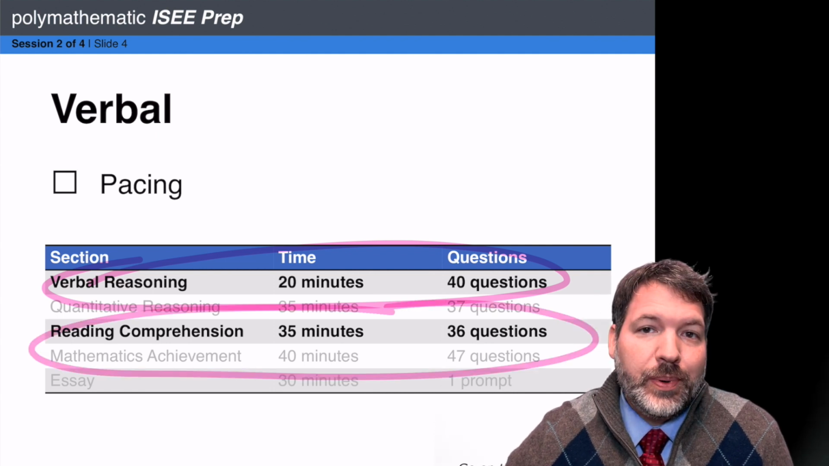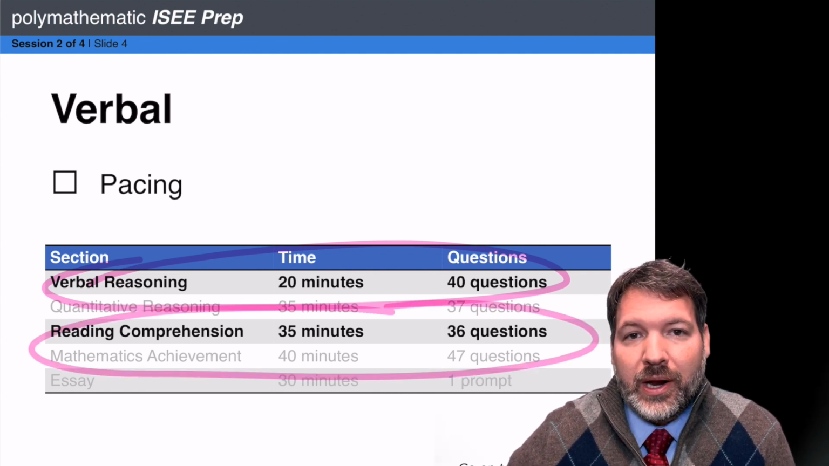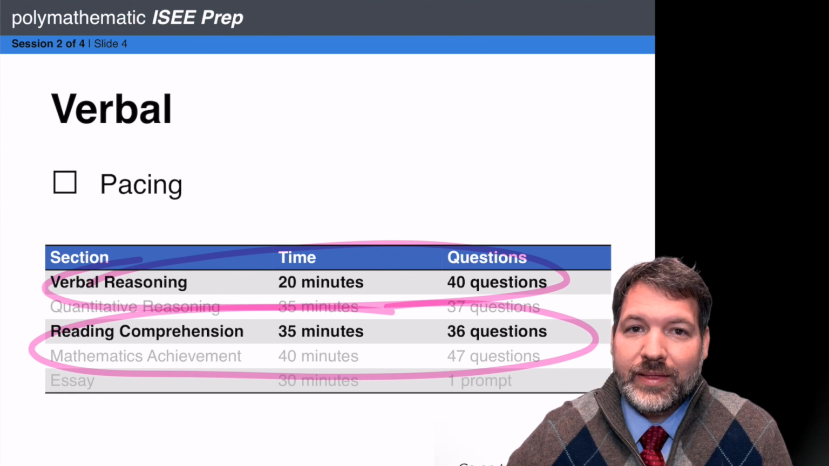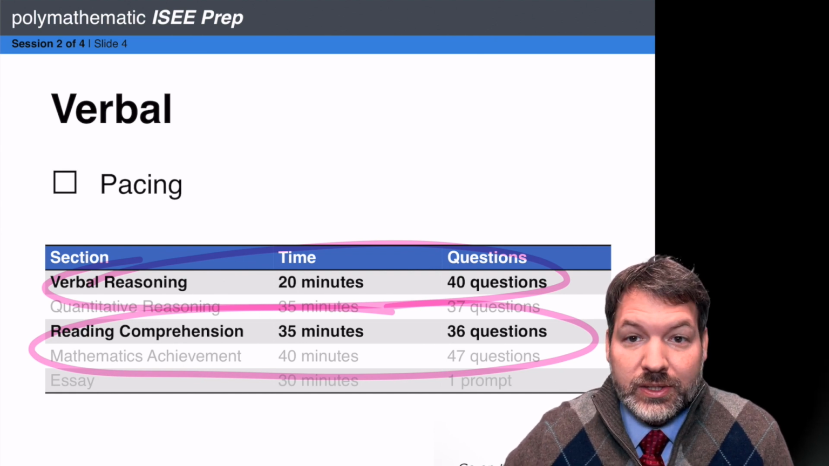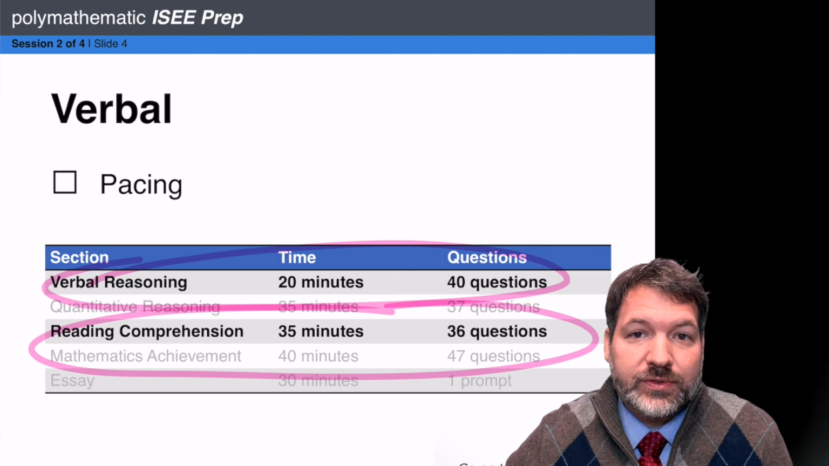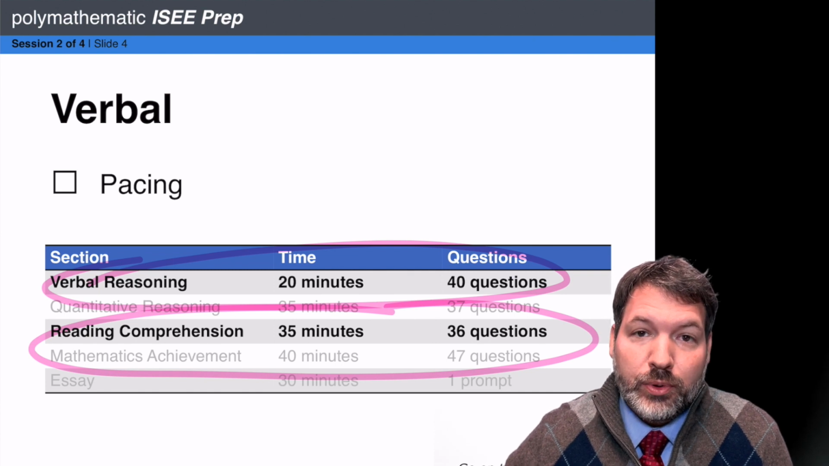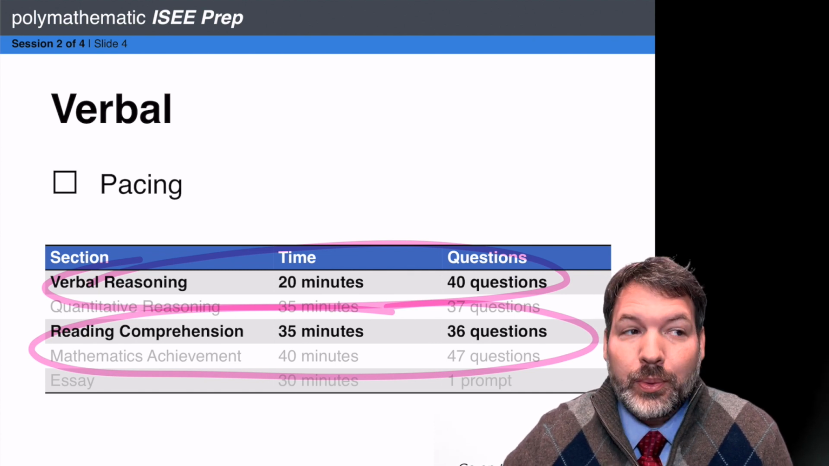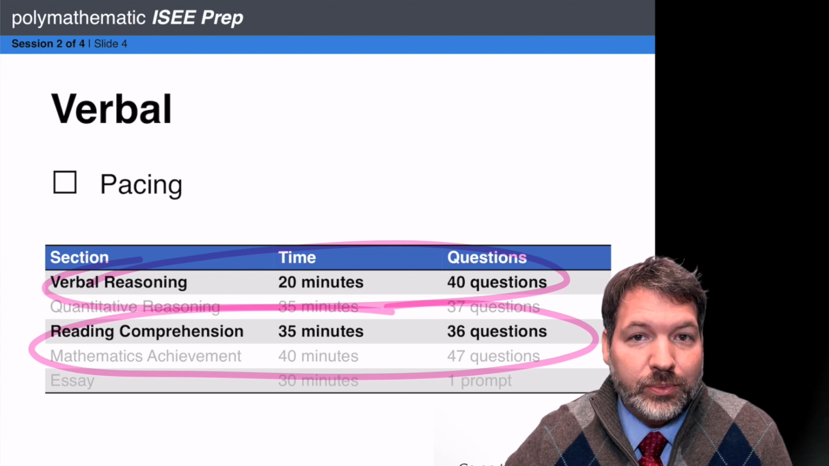Reading comprehension is better in terms of the per question amount of time that you have, but you have to keep in mind that we also have to read the passages. So yes, in a sense, we have 35 minutes for our 36 questions, and we could move at roughly a minute per question, but we also have to find time in there to actually read the passages.